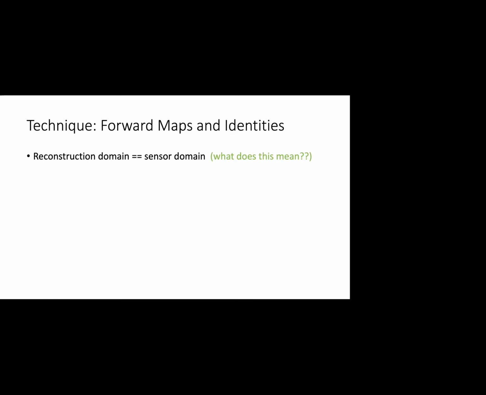Identities is another cool technique. I won't dwell on it, but basically the idea is usually your sensor and your reconstruction domain are different. Like your reconstruction domain is a 3D mesh or a scene. Your sensor domain is a bunch of pictures. Sometimes they're the same. And what does that mean? Does anybody have any ideas of what that means? Like, what are you trying to do if your reconstruction domain and your sensor domain are the same?